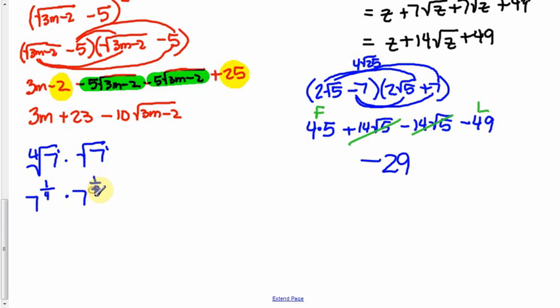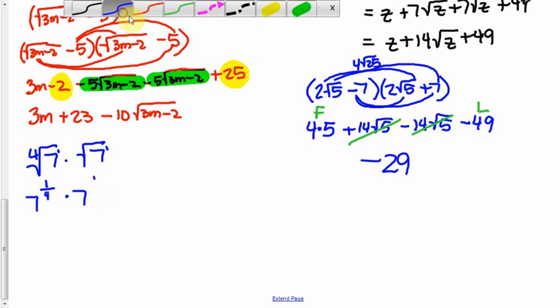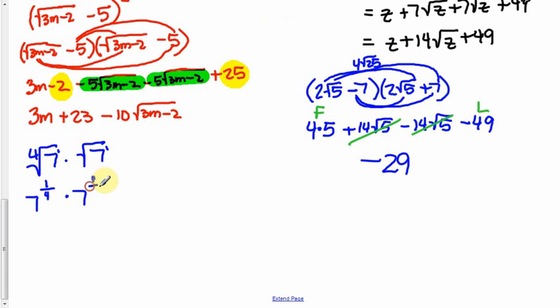I wrote 8 because that's what I'm about to get. Sorry. My brain's working ahead of my hand.